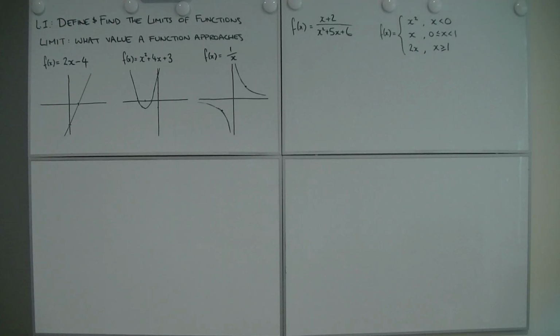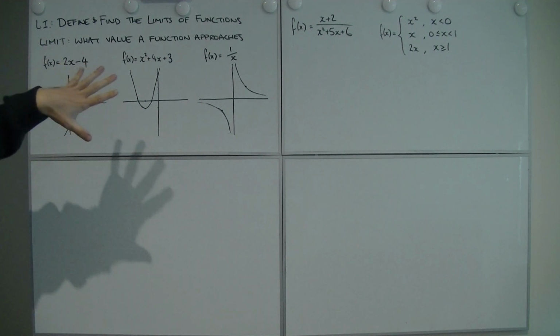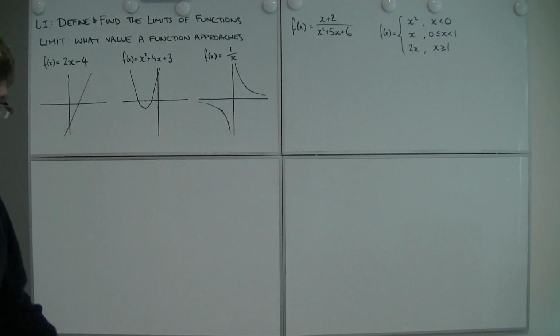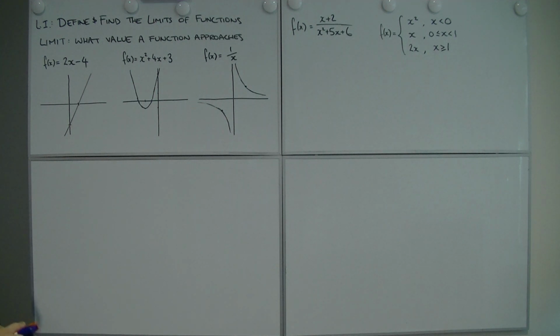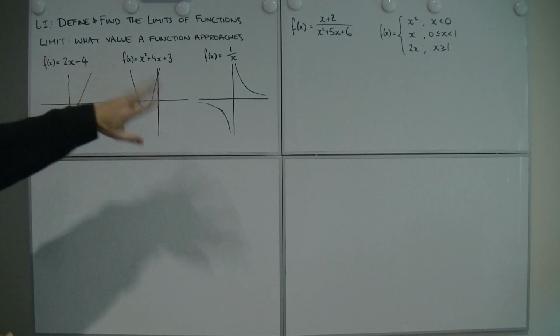Okay, so define and find the limits of functions. Unsurprisingly, the first thing we're going to ask you is, well, good, what's a limit? So, easy definition to run with. A limit is what value a function approaches. Now, in and of itself, that's probably not particularly useful to you, but we'll go through it and then it'll all make sense. So, we've got a couple of different functions here.